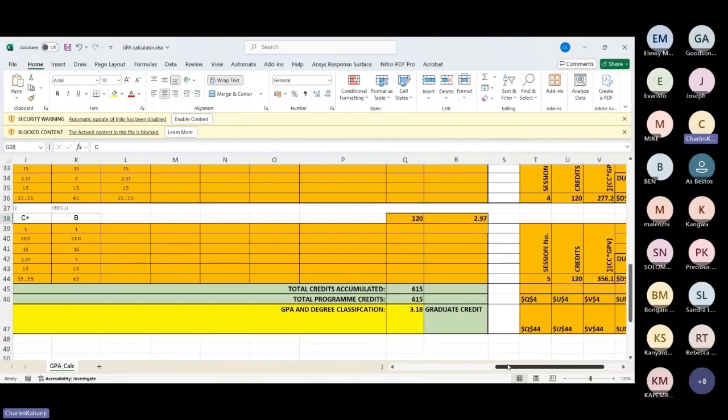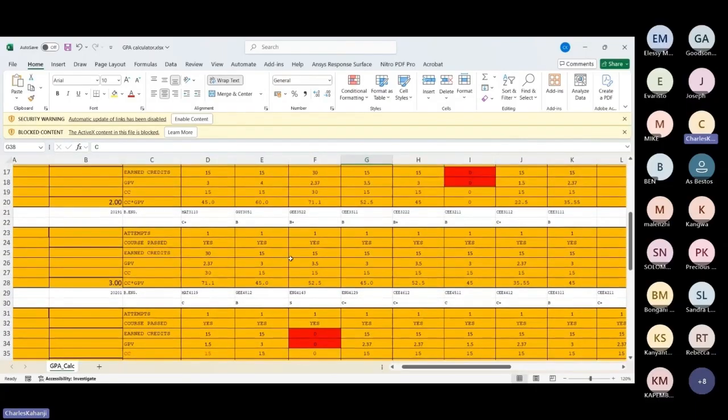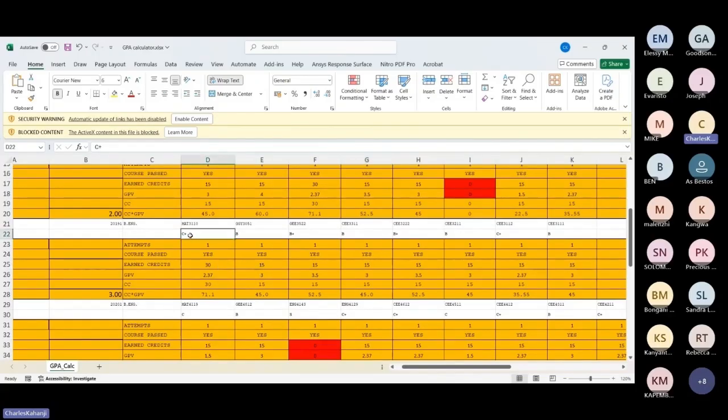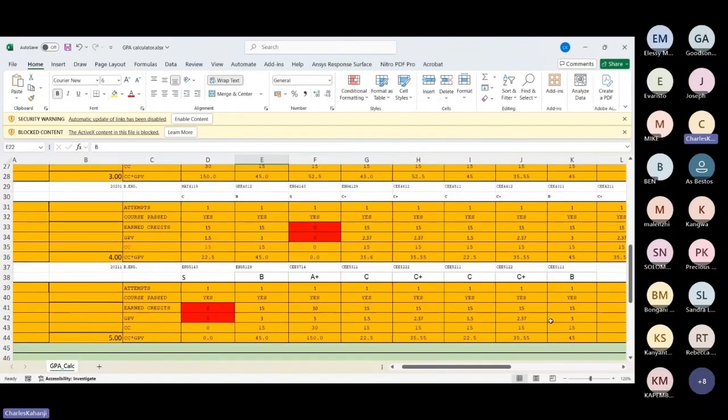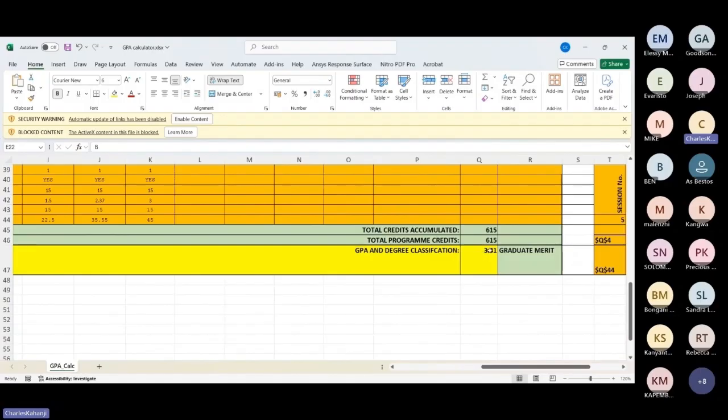Let's say the mathematics at third year, which is a full course, they got an A+ from a C+. So I can change that to an A+. What is my new GPA here? You can see the GPA has moved to 3.31, because to get a merit, you need a GPA of 3.24. So this student has actually moved into a merit.